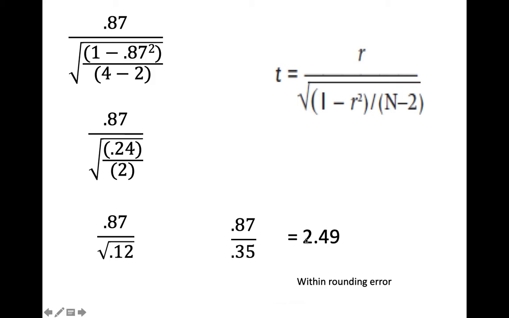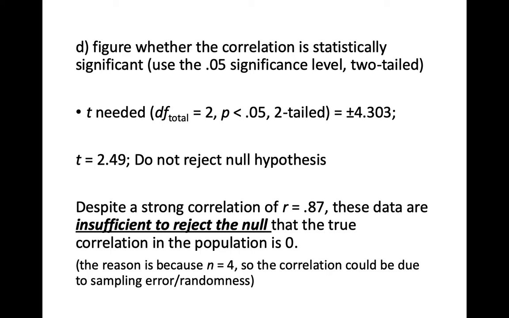And the answer is, under the null hypothesis, an expected correlation of 0, the correlation that we got is 2.49 standard errors away from that, within some rounding error. So your numbers might be slightly different. Okay, and what did we need? Well, we actually needed our sample correlation to be 4.3 standard errors away, okay? Either in the positive direction or the negative direction.